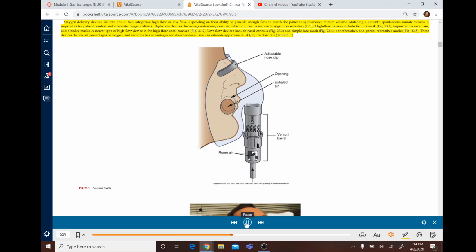High-flow devices discourage entraining room air, which dilutes the inspired oxygen concentration, FiO2. High-flow devices include Venturi mask, Fig 23.1, large volume nebulizer, and blender masks. A newer type of high-flow device is the high-flow nasal cannula, Fig 23.2. Low-flow devices include nasal cannula, Fig 23.3, and simple face mask, Fig 23.4, non-rebreather, and partial rebreather masks, Fig 23.5. These devices deliver set percentages of oxygen, and each one has advantages and disadvantages. You can estimate approximate FiO2 by the flow rate, Table 23.1.